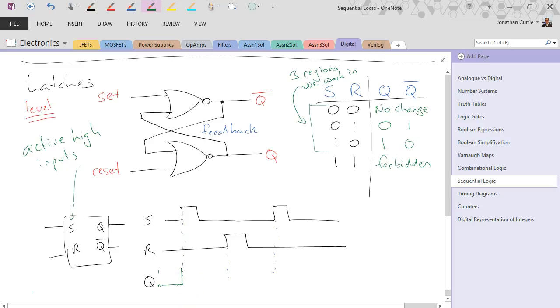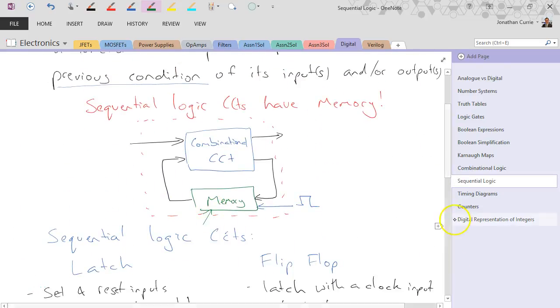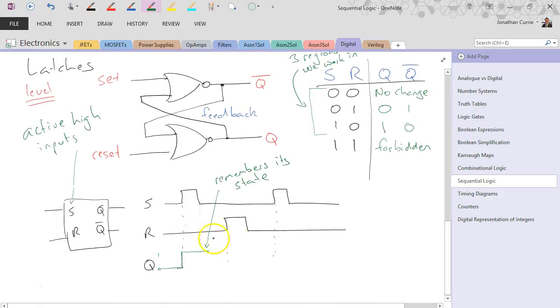First set, it goes high, and at the end of the set pulse, it stays high. So at this point it remembers its state. That's that memory aspect that we see in here. Versus if it was just a normal gate, obviously its condition would change. So it remembers its state until it gets reset. It remembers its reset until it gets set. And it will continue on in that fashion until next reset.